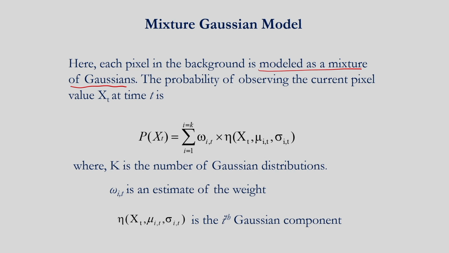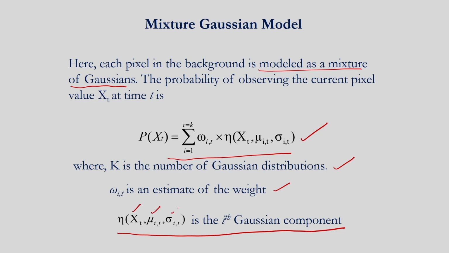So for this we can consider the mixture of Gaussians, and the probability of observing the current pixel value x_t at time t is given by this. Here K is the number of Gaussian distributions, that is, how many Gaussian distributions are employed to represent a particular pixel or background, and w_i,t is an estimate of the weight. You can see I am considering the i-th Gaussian component. x_t is the pixel value, and I am considering the mean and the standard deviation.